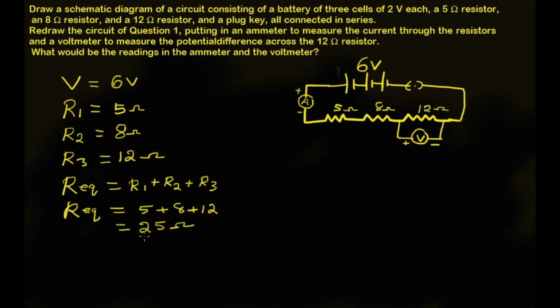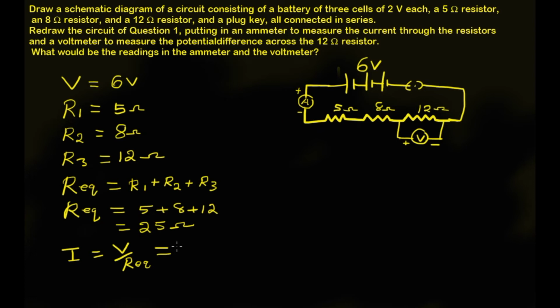So this is the total resistance in the circuit, and the applied potential is 6 volt. So the current through the circuit we can obtain from the Ohm's law equation, that is I equals V by R, the voltage upon the total resistance of the circuit. Here I should write equivalent resistance, the total resistance of the circuit. So we have a total applied voltage here 6 volt, and the total equivalent resistance we got 25 ohm.